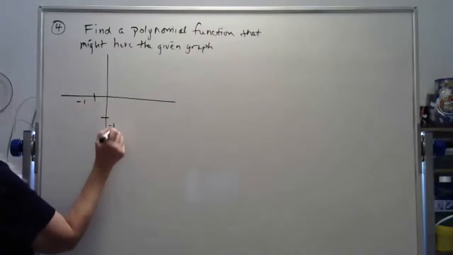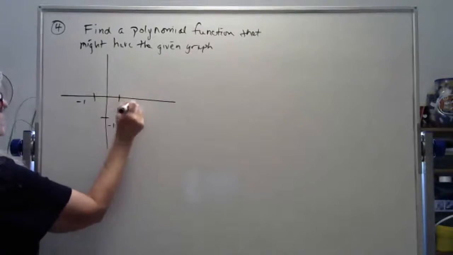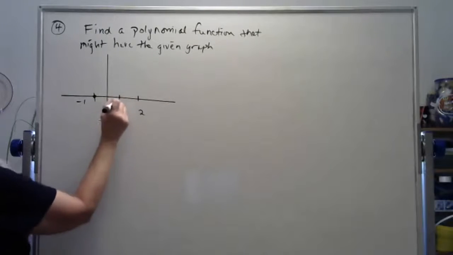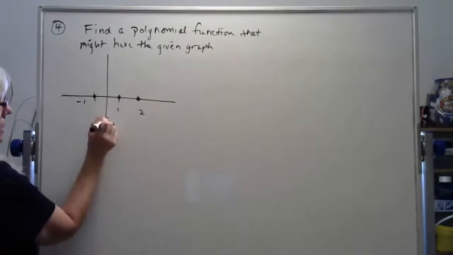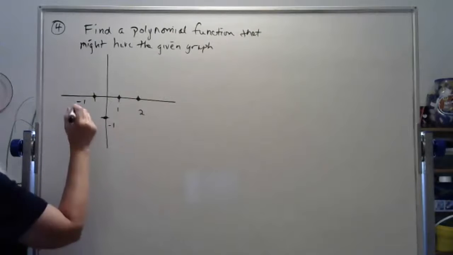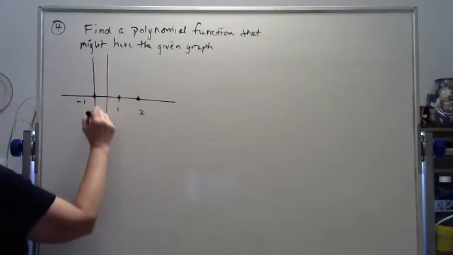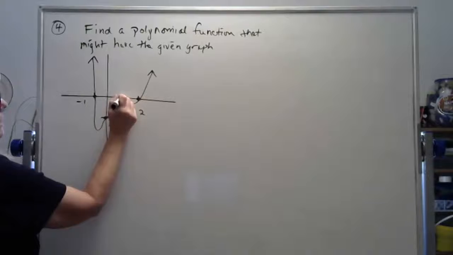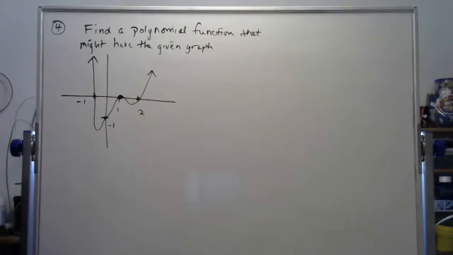This is -1, this is -1, this is 1, and this is 2. So we have a point on the x-axis at -1, +1 and 2, and you have a point on the y-axis at -1. And it comes in and does something like this. And that's a bounce right there. So they gave me the picture, and now I have to figure out what it looks like.